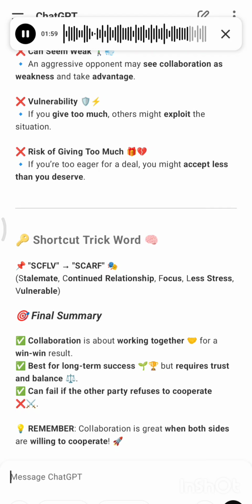Final summary. Collaboration is about working together for a win-win result, best for long-term success, but requires trust and balance. Can fail if the other party refuses to cooperate. Remember, collaboration is great when both sides are willing to cooperate.